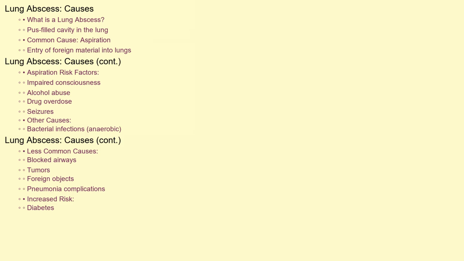But what causes this cavity to form? The most common cause is aspiration when food, saliva, liquids, or vomit enter the lungs instead of the esophagus. This is often seen in individuals with impaired consciousness, such as those with alcohol abuse, drug overdose, or seizures. Other causes include bacterial infections, particularly with anaerobic bacteria found in the mouth. Less commonly, a lung abscess can arise from blocked airways due to tumors or foreign objects, or as a complication of other lung infections like pneumonia. Certain medical conditions like diabetes can also increase the risk.